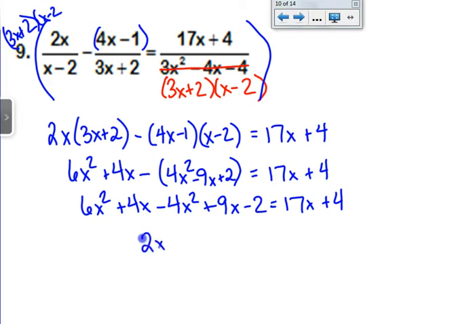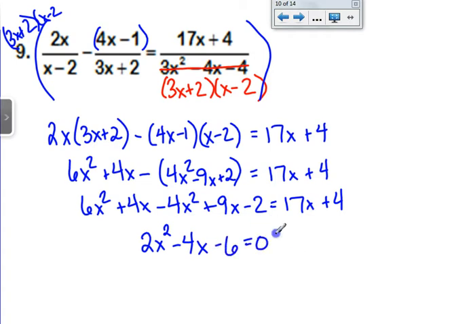So I have 2x squared. Okay, let's see, that's a 13x. When I bring over the 17 by subtracting, we get a minus 4x. And then negative 2, bring over the 4 by subtracting, and get a minus 6 equals 0.